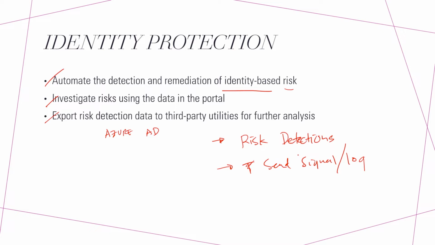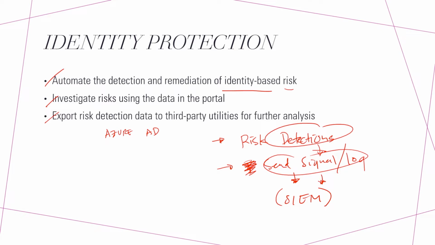Then once you have this now in your organization, it can be further fed into security information and event management tools. That's SIEM, if you've heard that before. So then you can investigate further on what's going on. So that's the very basics of how identity protection works. It detects first and then it sends the signal to be fed into SIEM tools or other third-party tools.